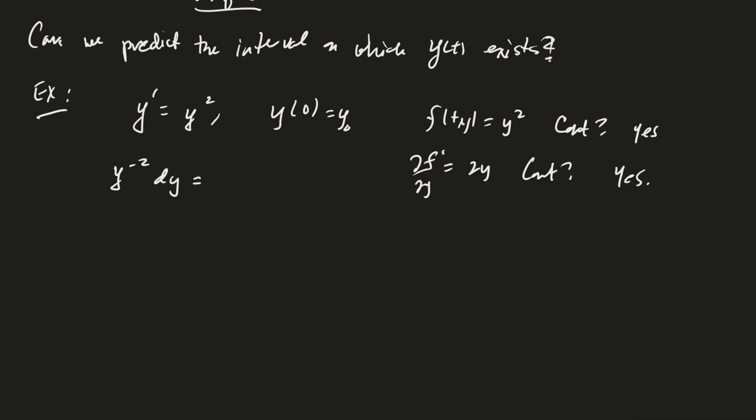dy is equal to dt. So minus 1 over y is equal to t plus c, right? And so 1 over y, so let's just solve for y then. y of t is equal to, I guess I could say minus 1 over t plus c.